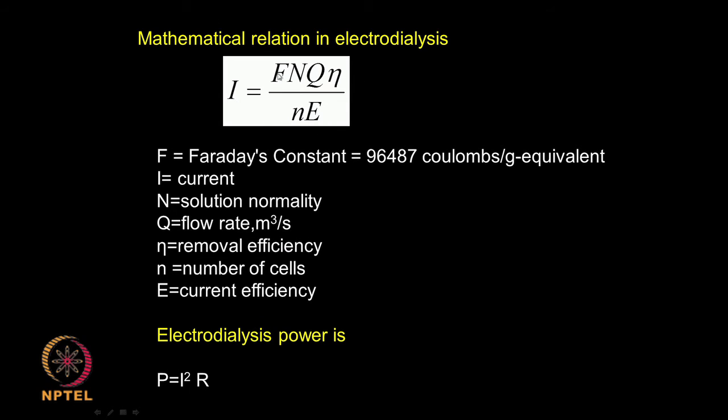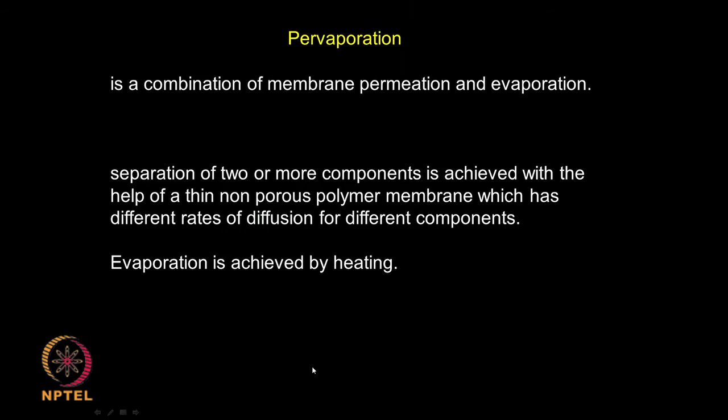I, the current, is equal to F, the Faraday constant, times N, the solution normality, times Q, the flow rate, times eta, the removal efficiency, divided by N, the number of cells, times E, the current efficiency. So, the current can be calculated using the Faraday constant, solution normality, flow rate, number of cells and current efficiency. The electrodialysis power is given by power equals I squared R. So, if the resistance is very high, the power requirement also will be very high.